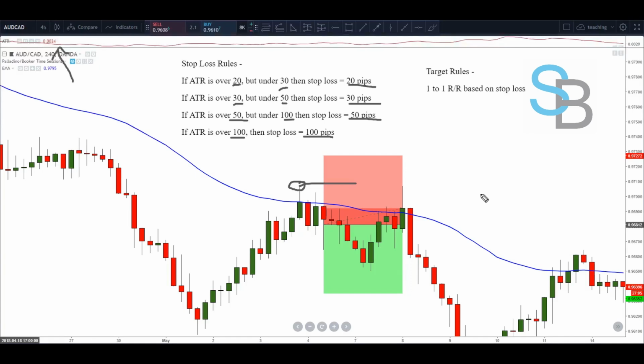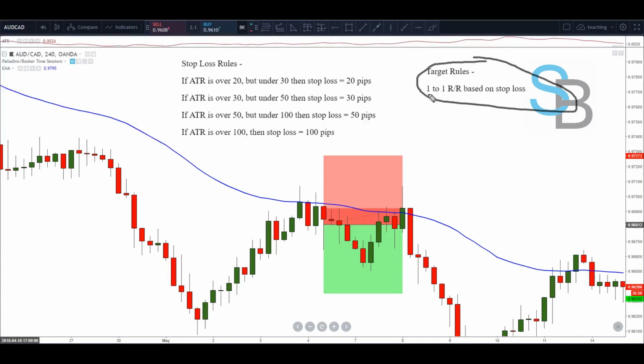Again, it's a pretty simple concept, and taking targets is an even more simple concept. If you've already taken a look over here, you'll see that the target taking rules are a 1-to-1 risk reward based on the stop loss.